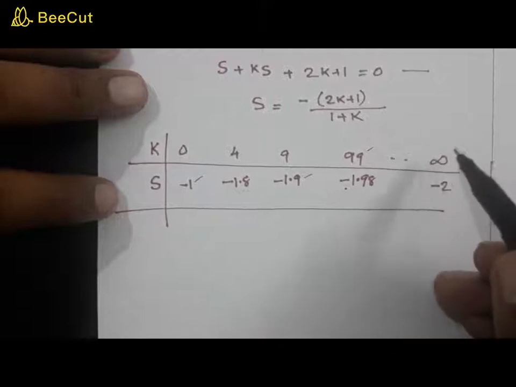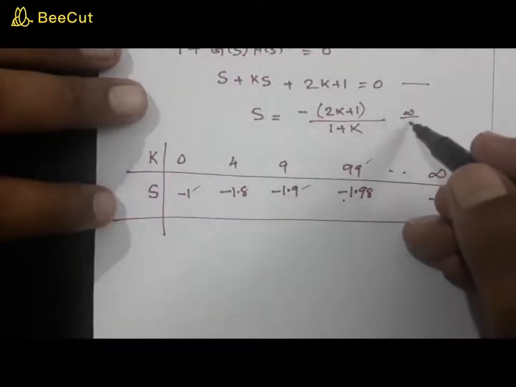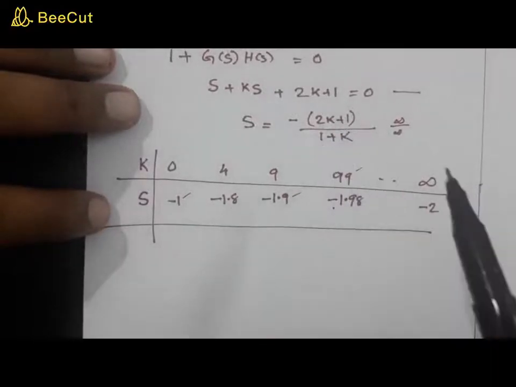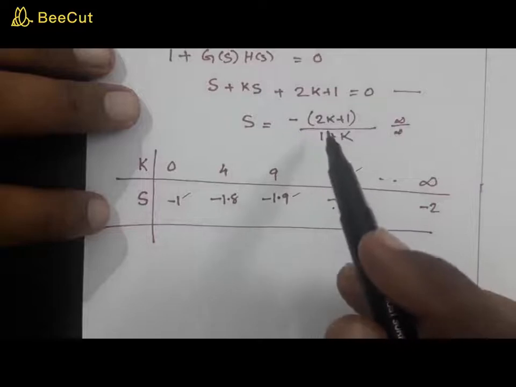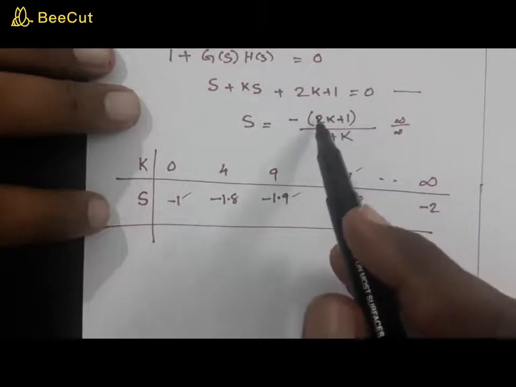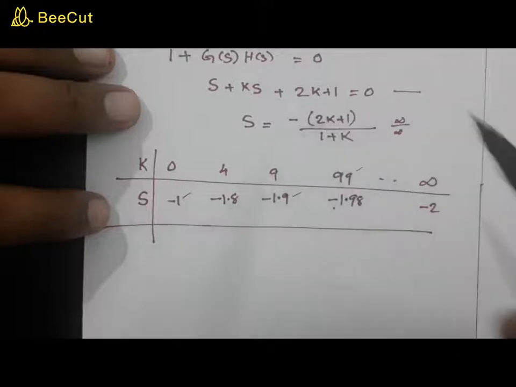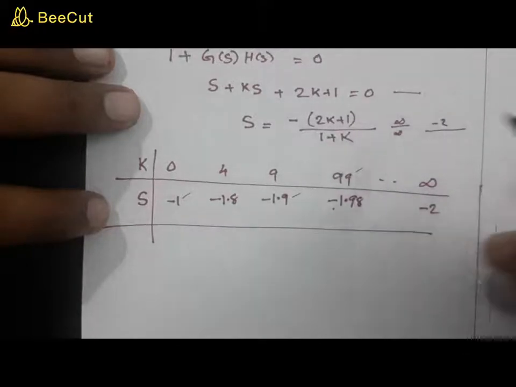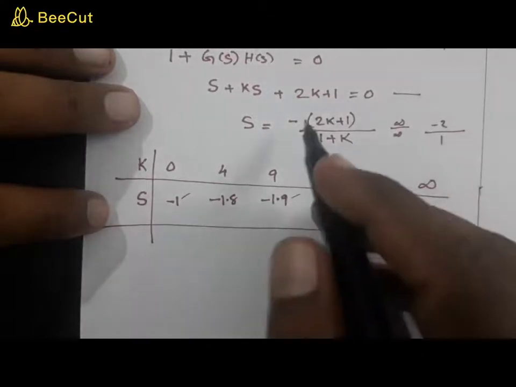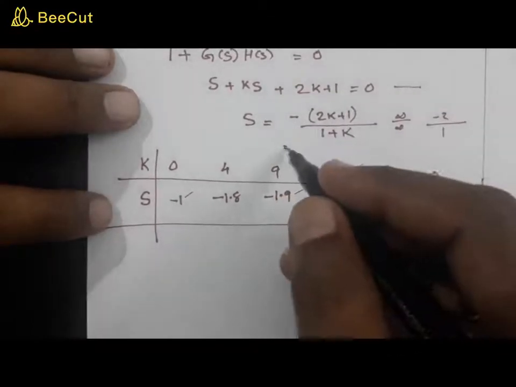Now what happens at infinity? At infinity, this becomes an infinity by infinity form. So at that time, what you should do is apply L'Hospital's rule, that is differentiating both the sides individually, right? So when you differentiate this, the numerator becomes minus 2, the denominator becomes 1, right? So this becomes minus 2. Or you can take k outside, or you can do it in this way.